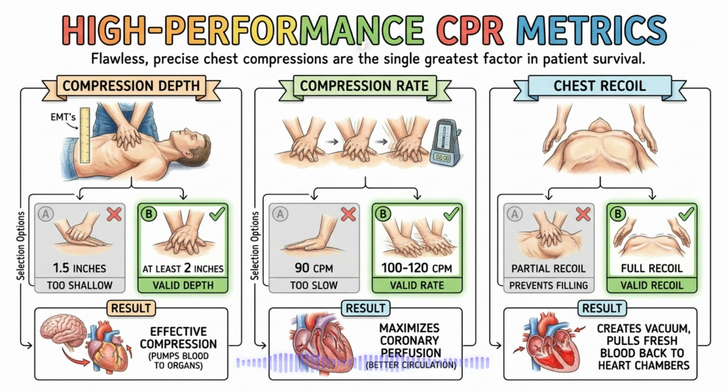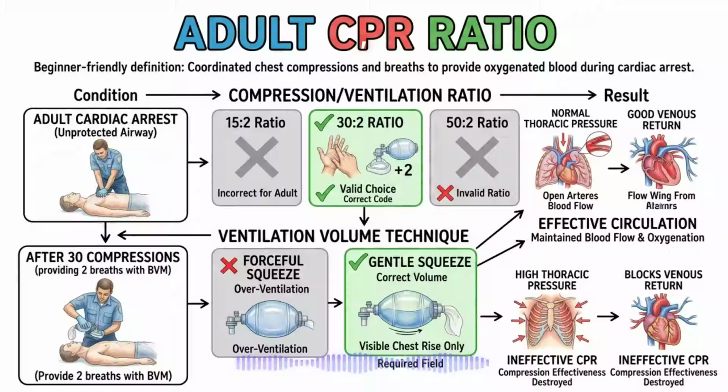patient survival. While compressions circulate the blood, you must also provide artificial ventilations to keep that blood oxygenated. During adult CPR with an unprotected airway, the standard ratio is 30 compressions followed by 2 breaths using your bag valve mask. A common mistake candidates make is squeezing the bag too forcefully. But you only need to provide enough air to make the chest rise visibly.